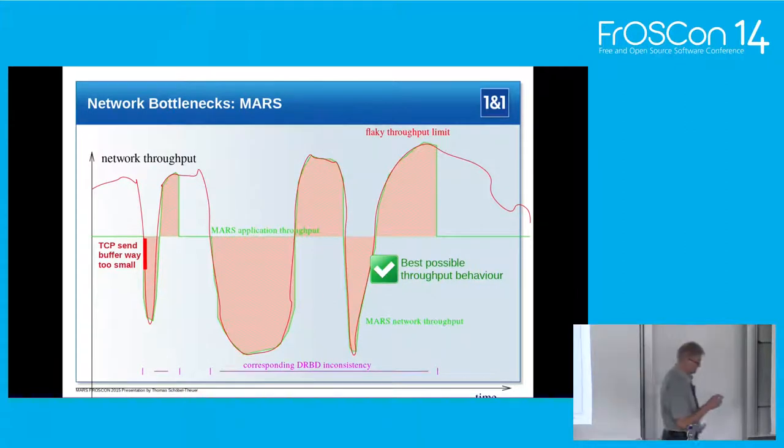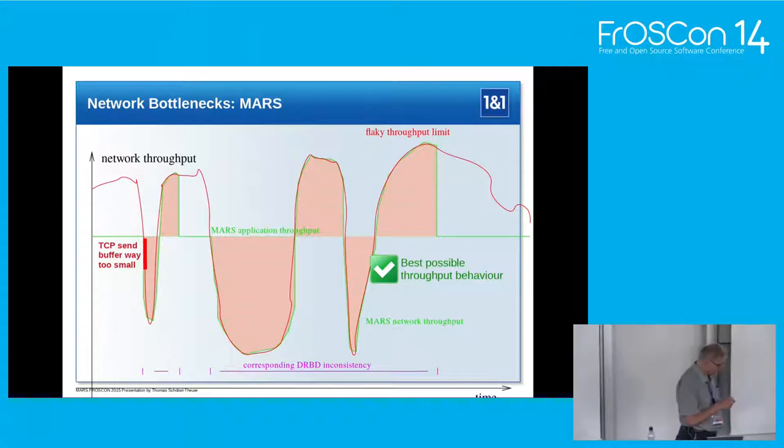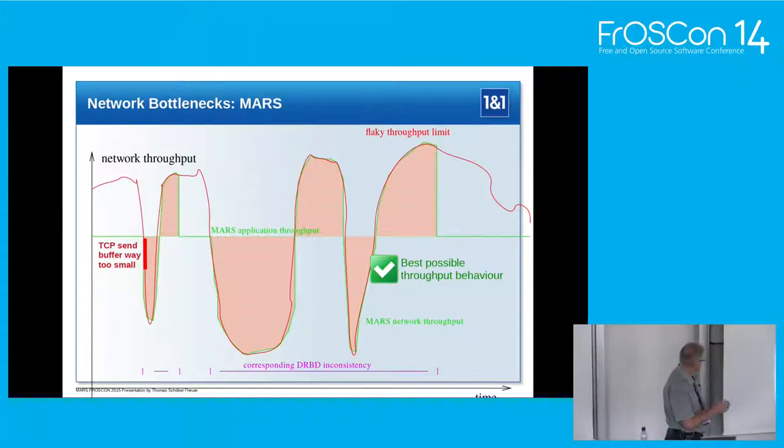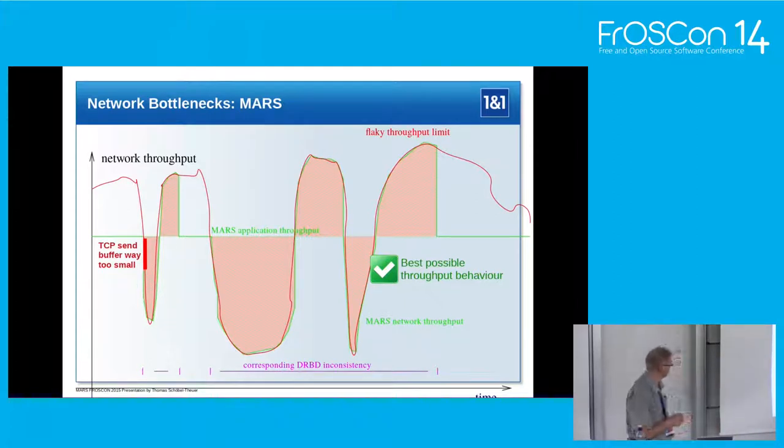Here I have a small example. Let's assume that the application throughput is somewhat constant, which is never true in practice. It's also an exponential distribution, but the network is flaky. So sometimes you have packet loss. For example, if you are coupling two data centers, then you will have backup traffic at night or whatever. And so you have load peaks where you have packet loss.